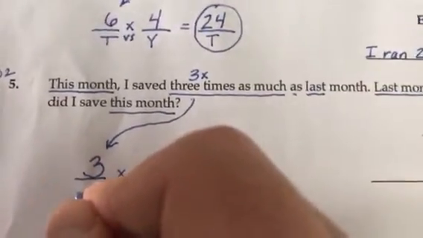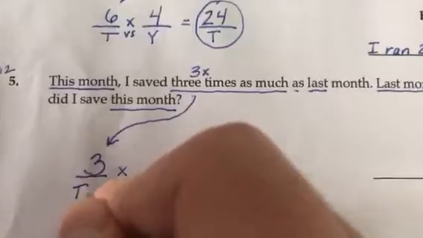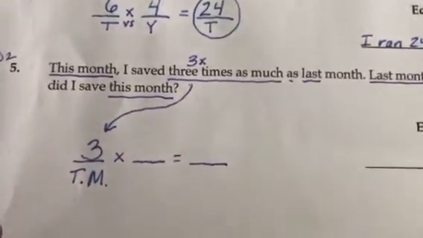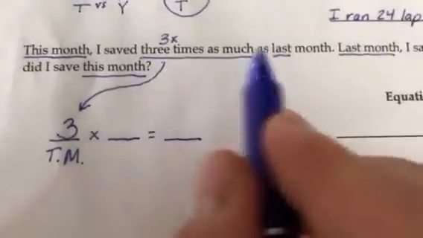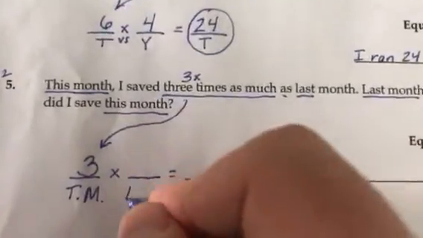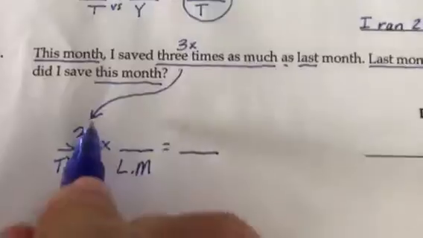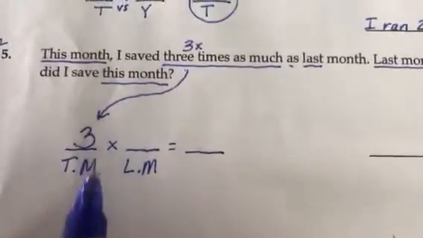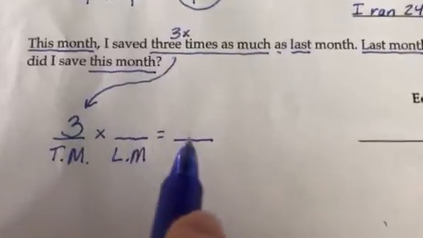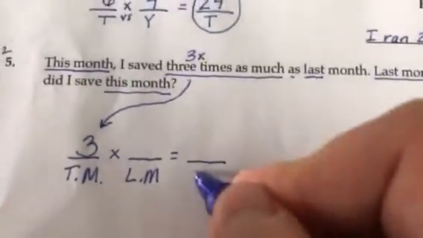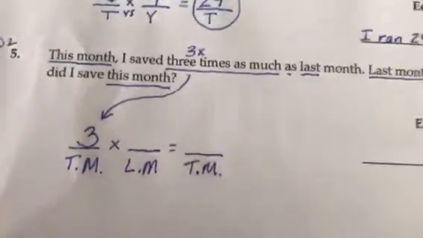Okay, so we have this month, TM, or you could write it out. This month versus last month. Where's this month's real number go? Because 3 times isn't a real number. This month's real number goes there at the end. So here's this month.